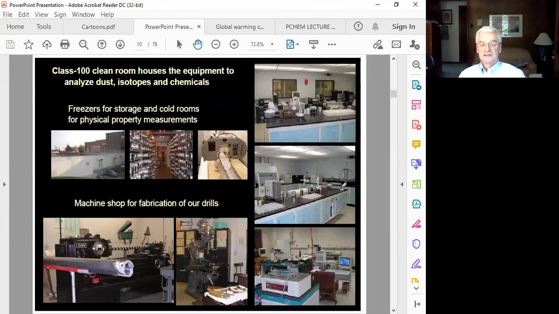Okay, so here's his laboratory at Ohio State. So they have to keep parts of it pretty cold. They bring back samples from around the entire planet, and then they analyze them in these laboratories.